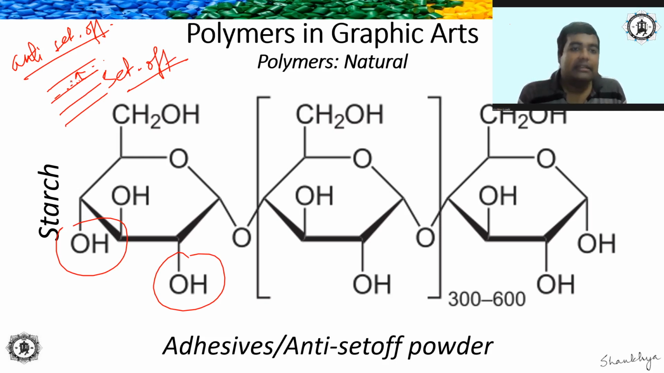What happens? The particles of the anti-set off powder coalesce with the ink and prevent its transition from the sheet onto the back of the sheet which is falling on top of it. This is known as set off problem, and in order to prevent it, we use anti-set off powder. In that anti-set off powder, starch is an important component.